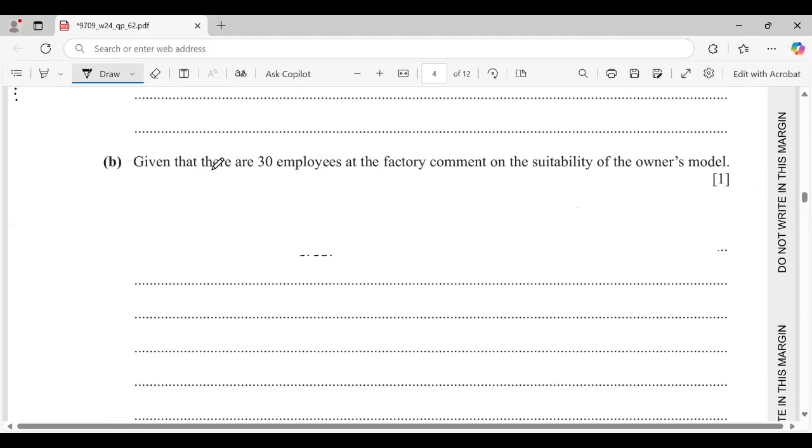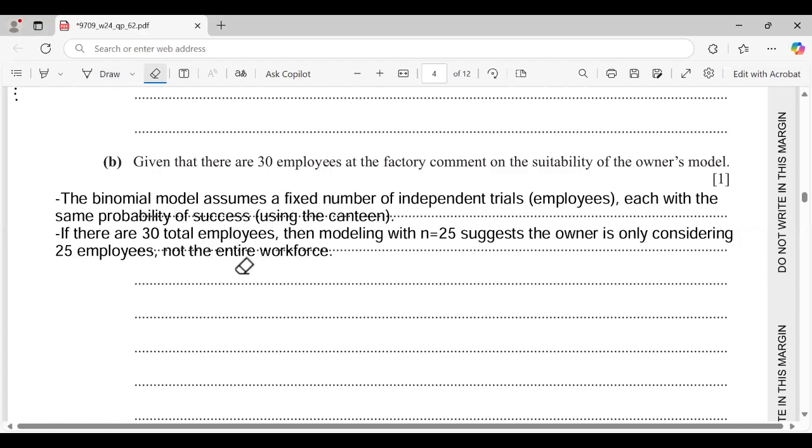B, given that there are 30 employees at the factory, comment on the suitability of the owner's model. So this is my answer, my comment about this question.